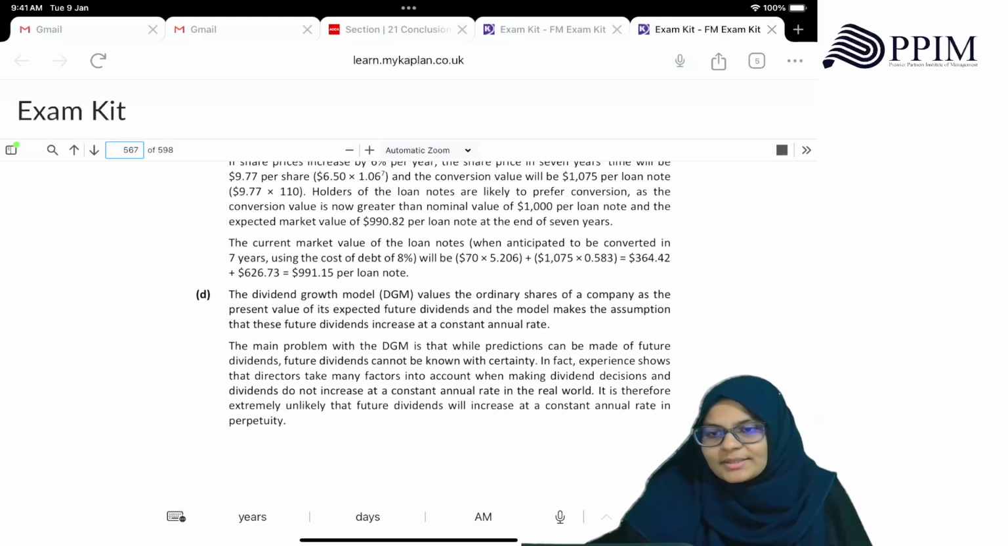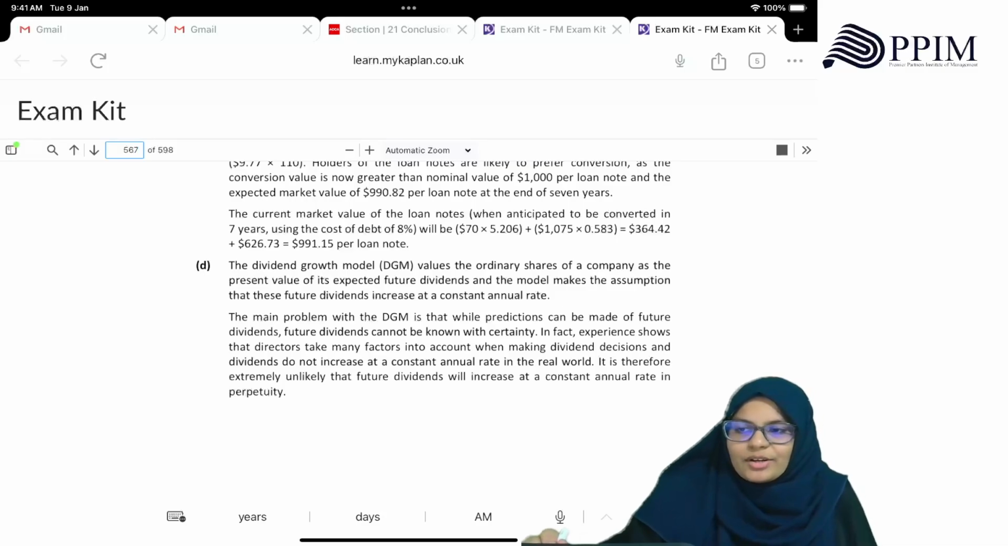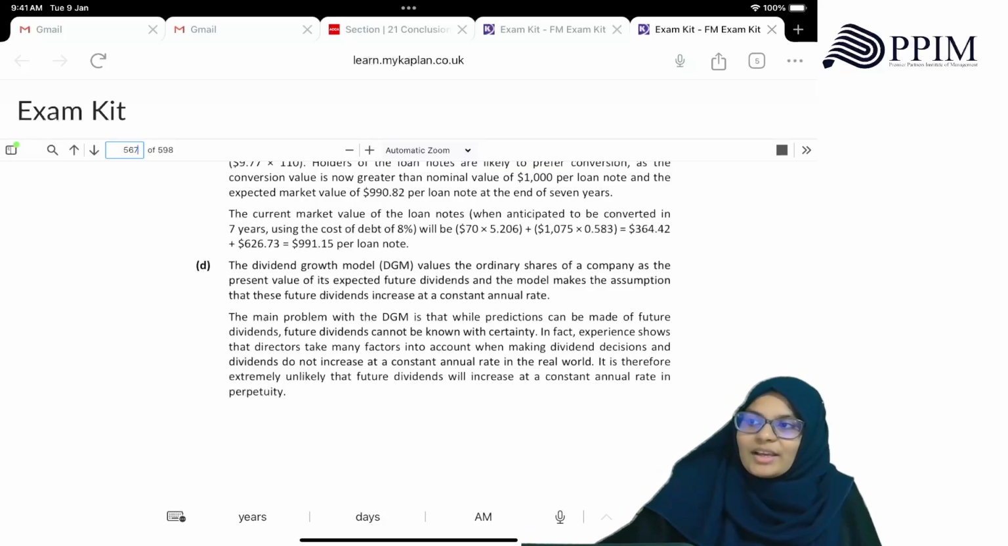Okay, so here it says, the dividend growth model values the ordinary shares of a company as the present value of its expected future dividends, and the model makes the assumption that these dividends will increase at a constant annual rate. So they're just giving a small introduction. Then they're saying future dividends can't be known with certainty and dividends do not increase at a constant annual rate in the real world. So the first problem is, we can't assume that the growth that we are calculating will be constant forever. So that is the first point.